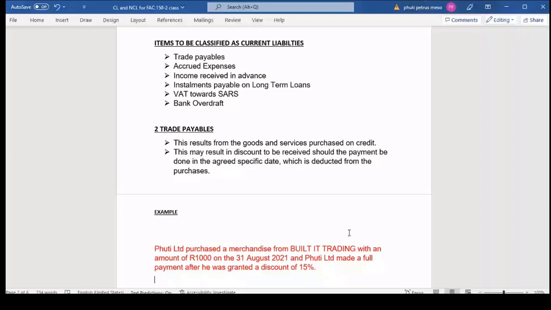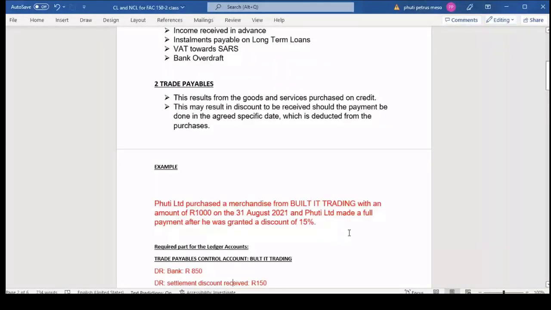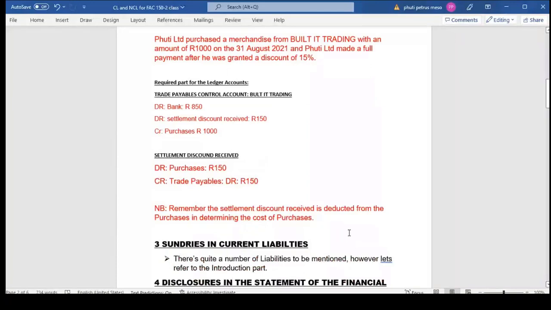This may result in a discount to be received should the payment be made by an agreed specified date, which is deducted from the purchases. For example, you purchase goods on credit and your supplier sends you a letter to say that if you pay within 30 days, you automatically qualify for a discount of 5%. Going to an example: Putin Limited purchased merchandise from Belgian Trading for 1,000 rand in August 2021, and Putin Limited made a full payment after being granted a discount of 15%.